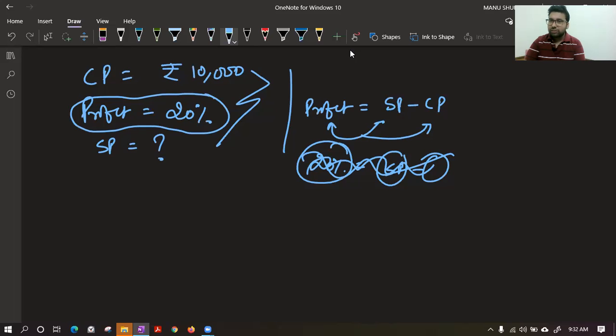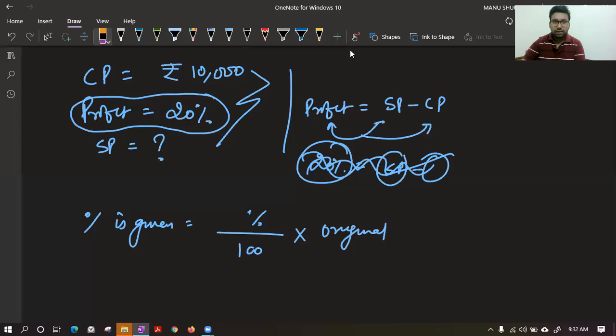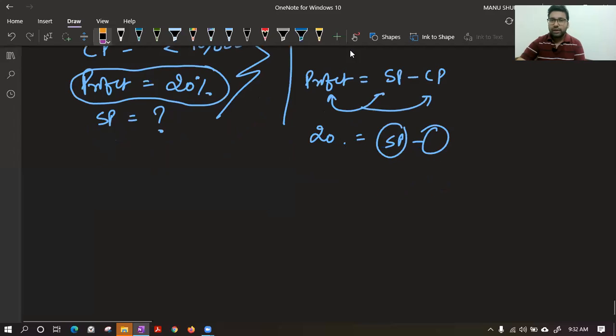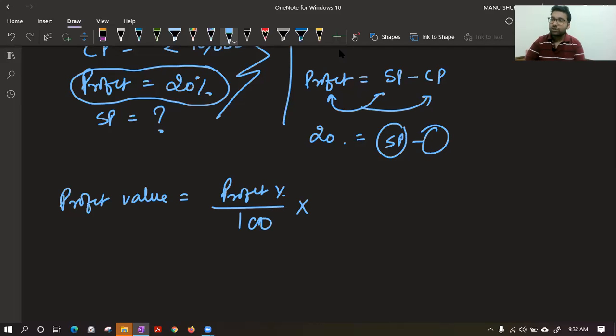If percentage is given to you, we have learned, what we do is we divide that percentage by 100 and we multiply with the original value. This we have learned already. So we will find the value by this. Let us write. Whatever you like, if you write the formula, you can do by that also. So you will write like this: profit value is given by profit percent upon 100 multiplied with original value.